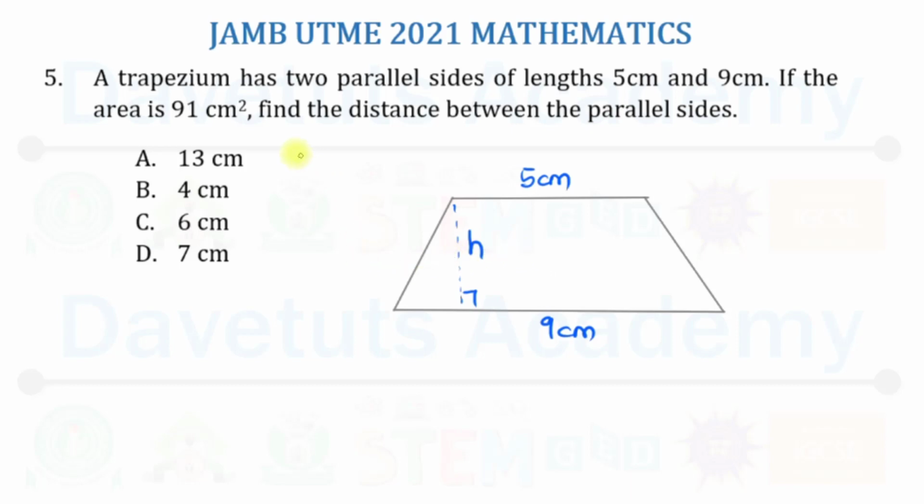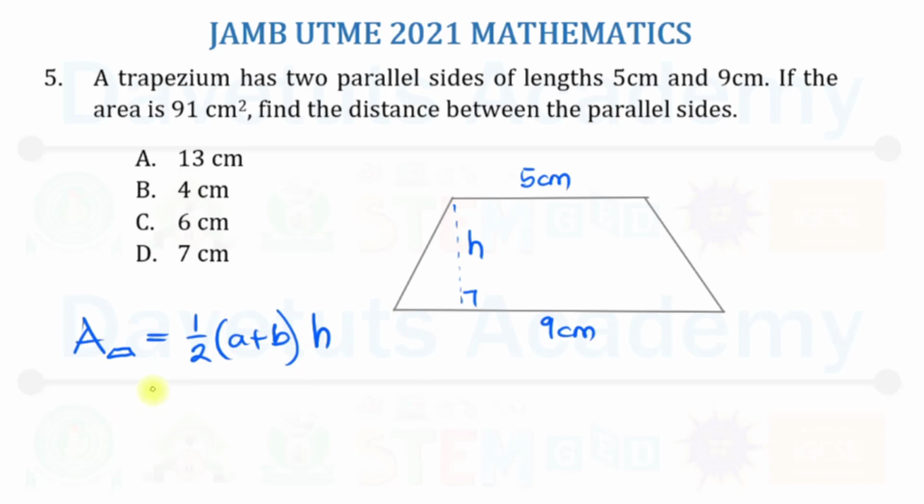Now we are given that the area of this trapezium is 91 centimeters squared. Generally, area of a trapezium is given as 1 over 2 into the sum of the parallel sides multiplied by the height. And in this particular question, what we are looking for is the height.